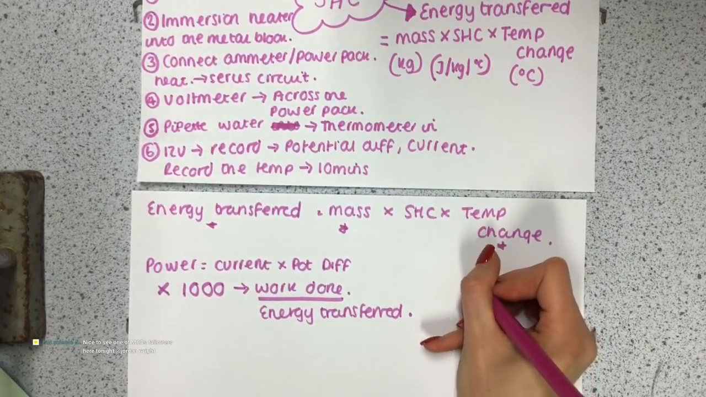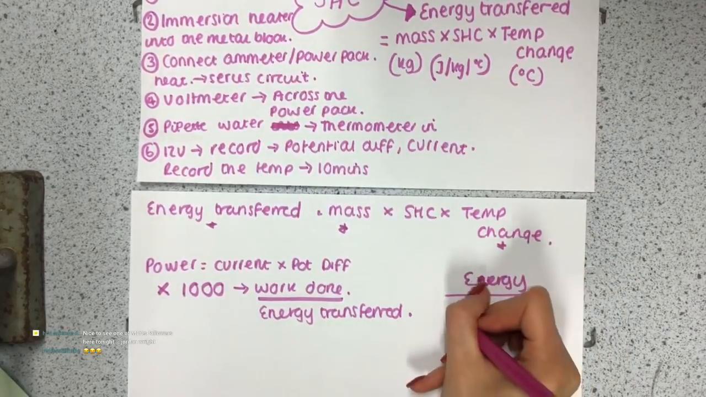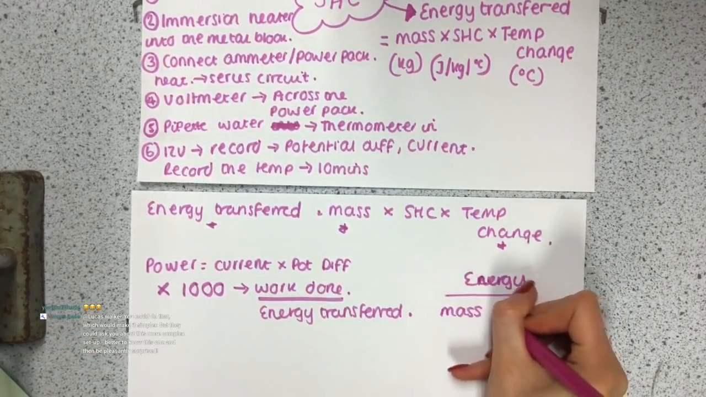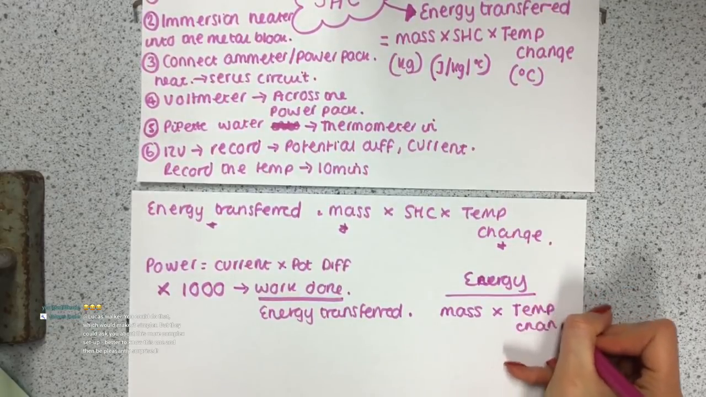So energy would go on top. And then to work out the specific heat capacity, you do mass times the temperature change.